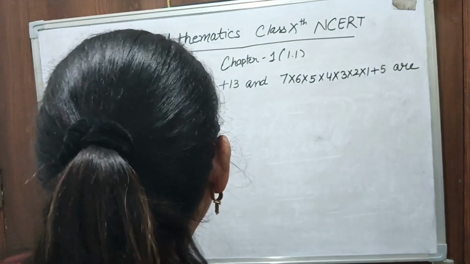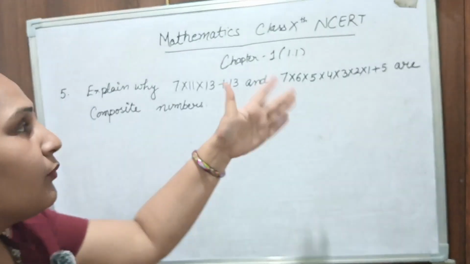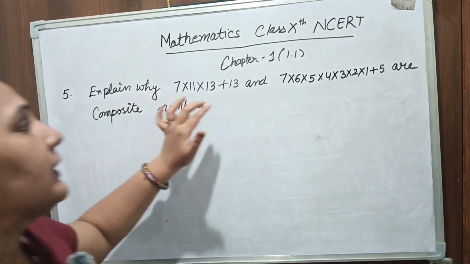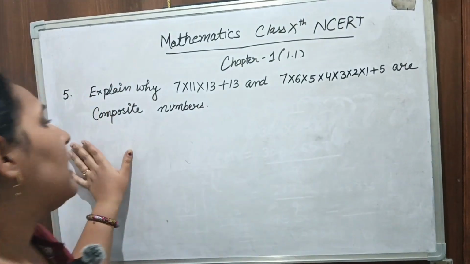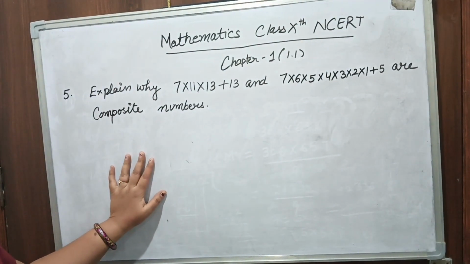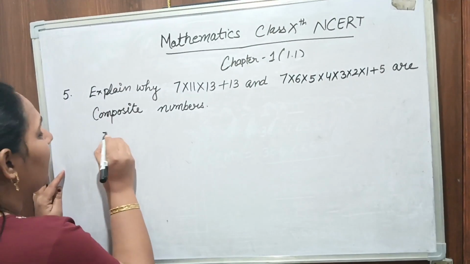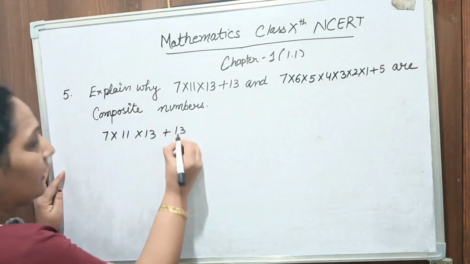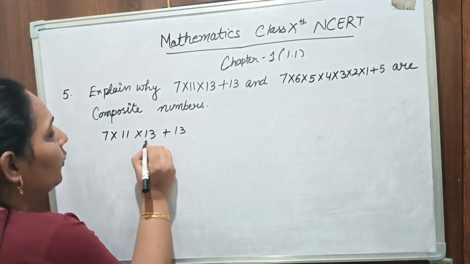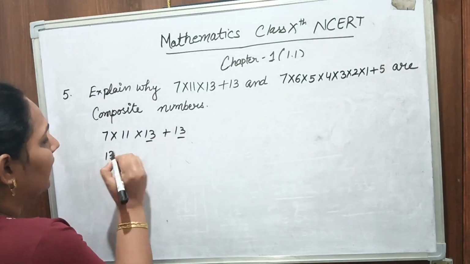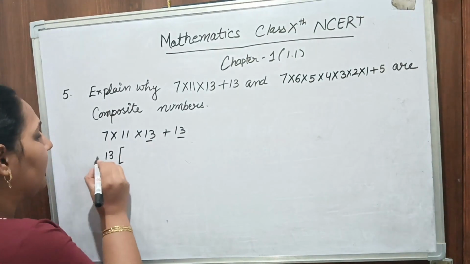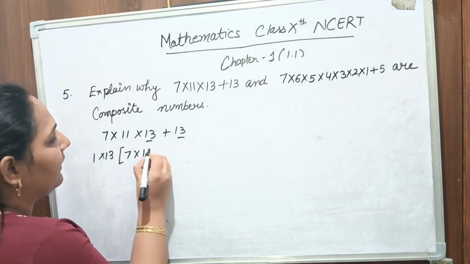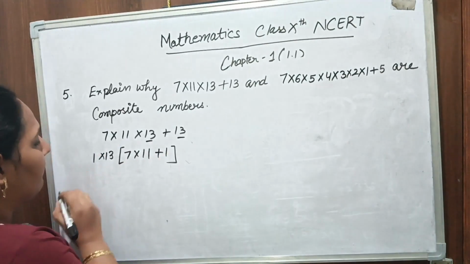We'll solve question number 5 of exercise 1.1. In this question, explain why these are composite numbers. We have to prove them as composite numbers. See, 7 multiply 11 multiply 13 plus 13. Here we see that 13 is common in both the terms, and 1 is common in all. So it will be 7 multiply 11 plus 1 times 13.